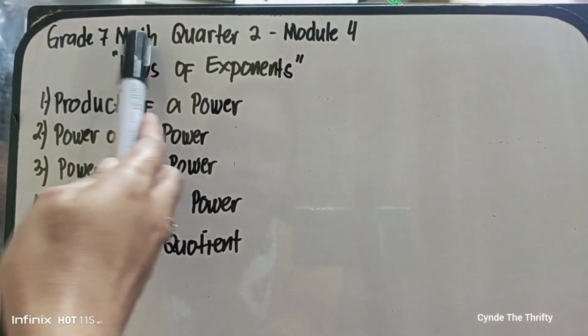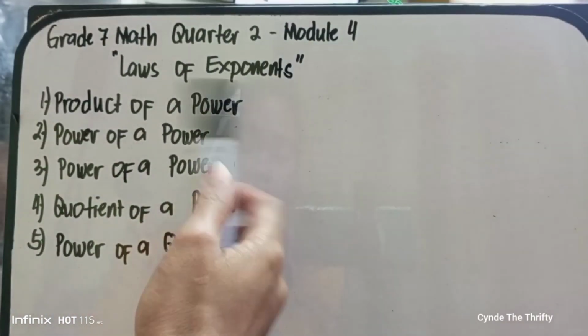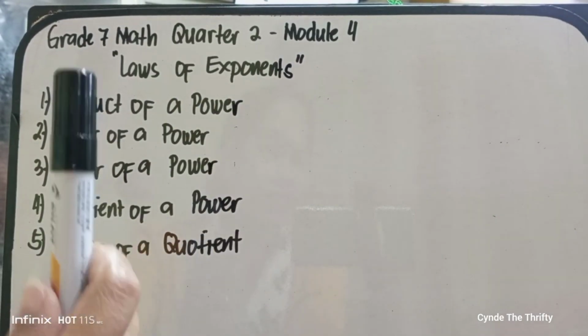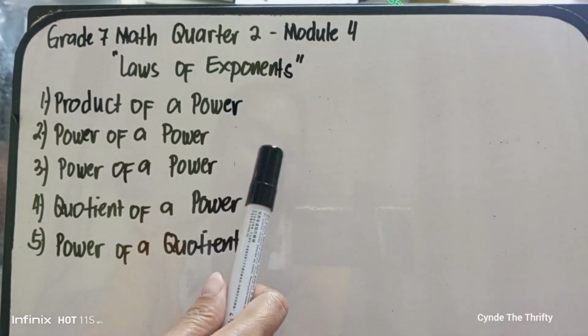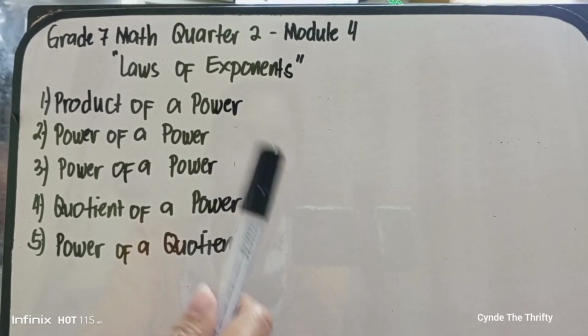That is Grade 7 Math, Quarter 2, Module 4: Laws of Exponents. So the previous lesson natin is about addition and subtraction of polynomials. Before tayo mag-proceed sa multiplication and division, pag-aaralan muna natin ang laws of exponents dahil ito ang gagamitin natin sa ating multiplication at division of polynomials.